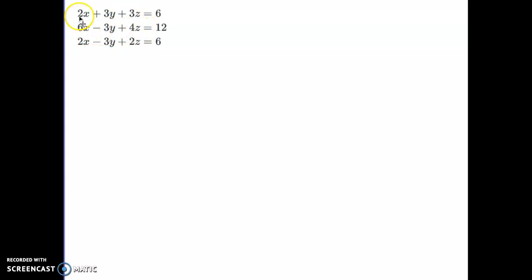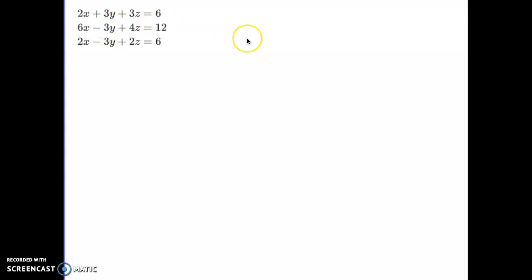So for example, we have a 2x, a 6x, and a 2x. We could multiply the top equation by a -3. That would give us a -6x, and the bottom equation we could do the same thing, but maybe it's easier to get rid of the y's here. We already have a +3y, and then we have two equations that both have a -3y.